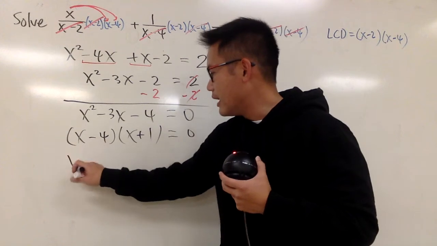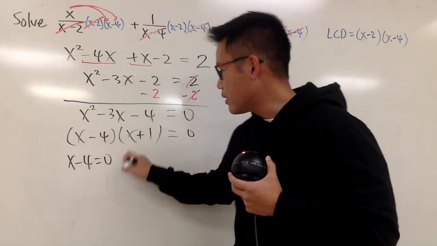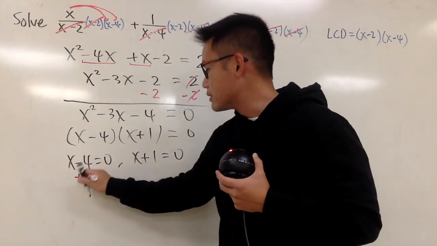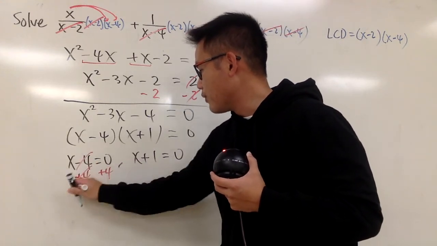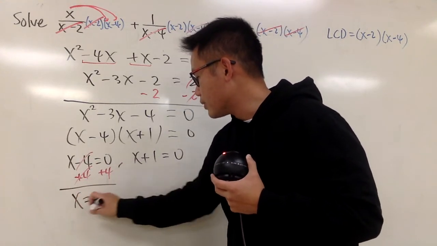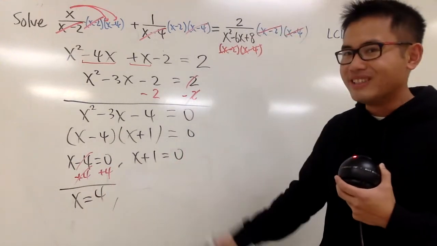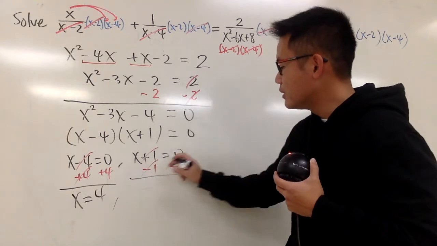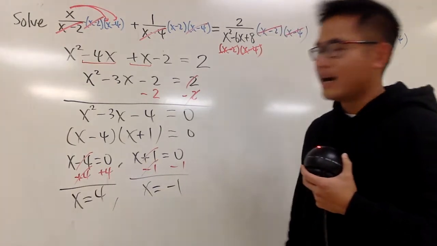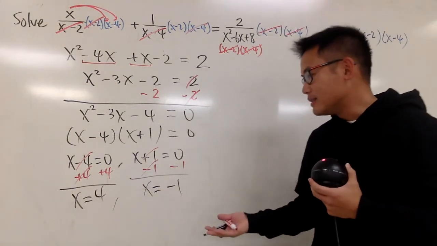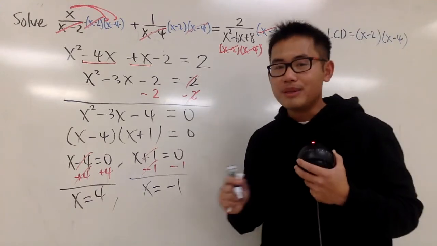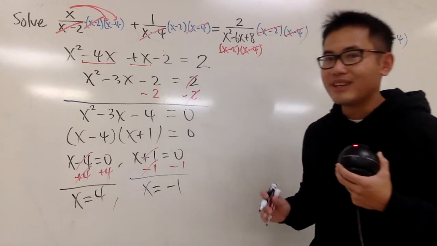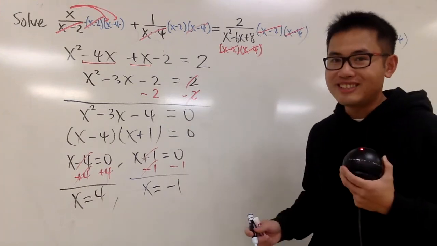And from here we can say x minus 4 is equal to 0, and secondly, x plus 1 is equal to 0. And right here, of course, do the usual business, plus 4 on both sides, and then we have x equals 4 as the first potential answer. And the second one could be x equals negative 1. And again, I only said these are just the potential answers because maybe one of them is fake, or maybe both of them are fake, or maybe even both of them are legit.